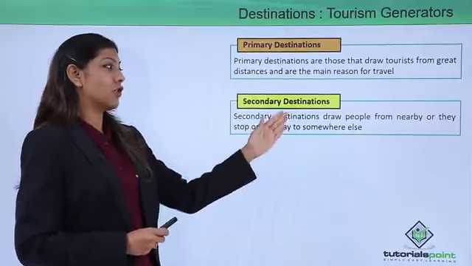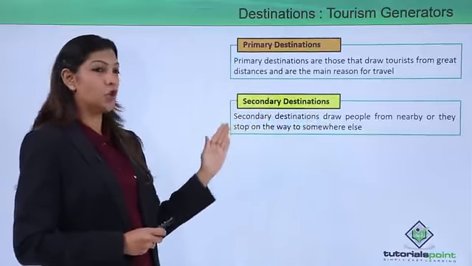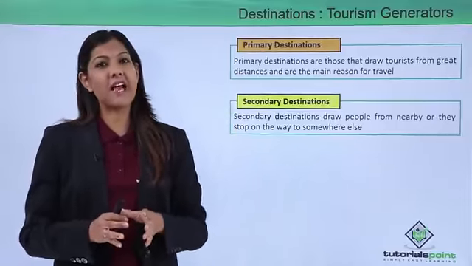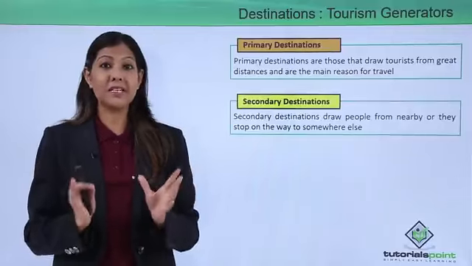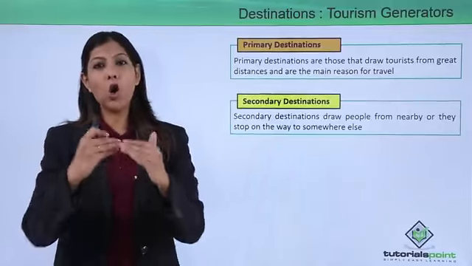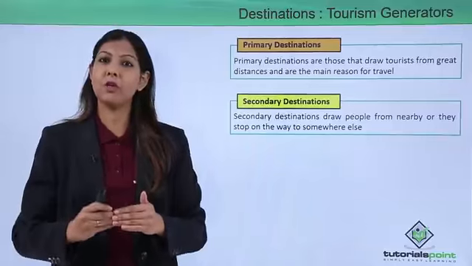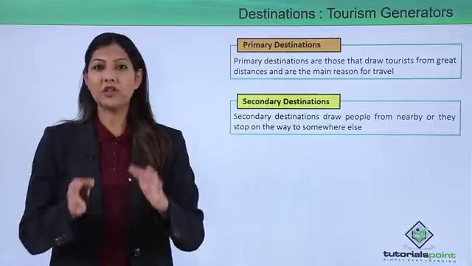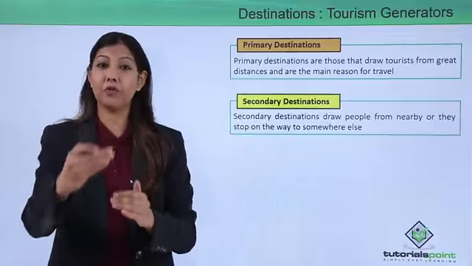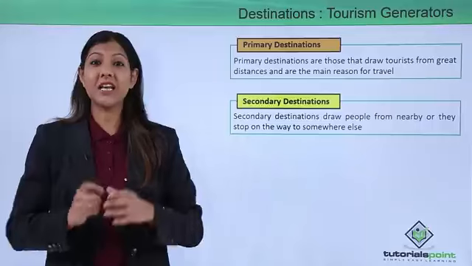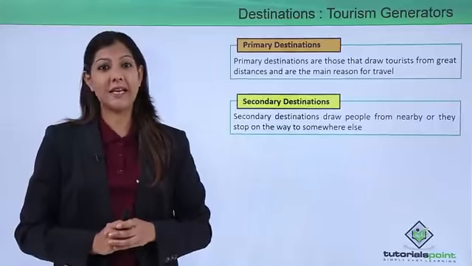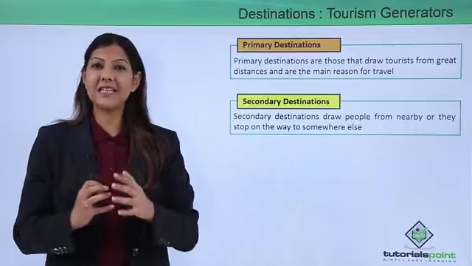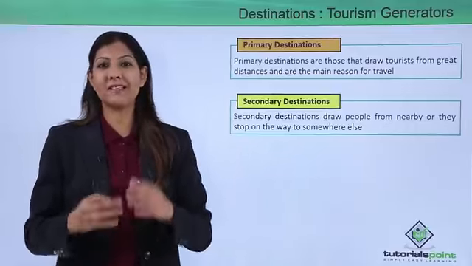Let's take a look at secondary destination. Well, secondary destinations draw people from nearby, or they stop on the way to somewhere else. A secondary destination doesn't have any points of tourist attraction as such, but they are a halt stop before people go into a primary destination. They stop at a secondary destination to rest and take care of themselves, and then proceed to the primary destination. Taking an example of a secondary destination, like Meerut city, which is en route to Agra, you take that as a destination to stop and rest and then move forward.